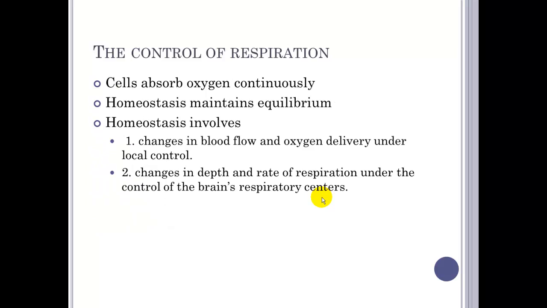The control of respirations. Cells absorb oxygen continuously. Homeostasis maintains equilibrium. Homeostasis involves changes in blood flow and oxygen delivery under local control, and changes in the depth and rate of respiration under the control of the brain's respiratory centers.